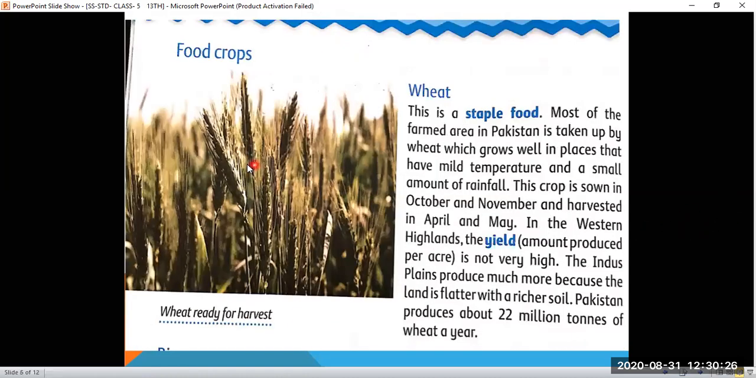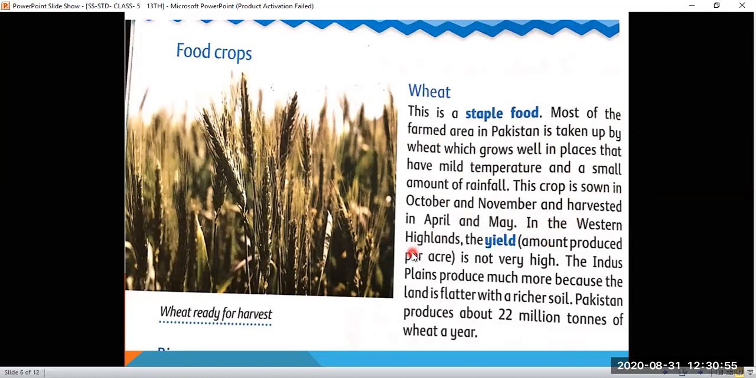So on the next page, wheat. This is a staple food. Most of the farmed area in Pakistan is taken up by wheat, which grows well in places that have mild temperature and a small amount of rainfall. This crop is sown in October and November and harvested in April and May.